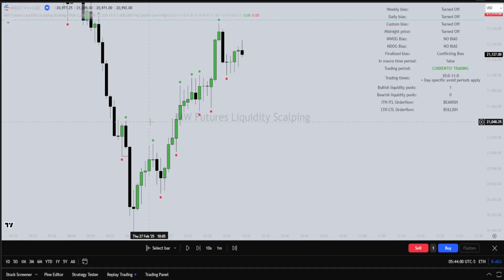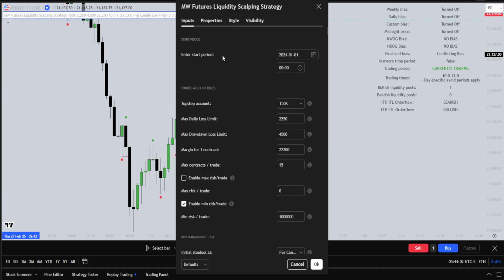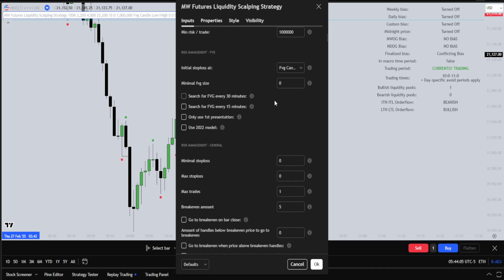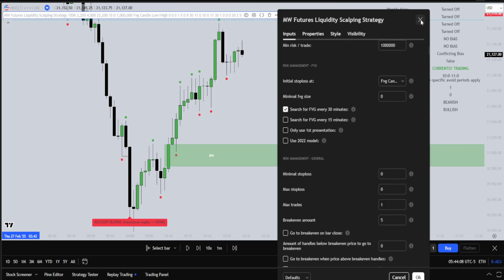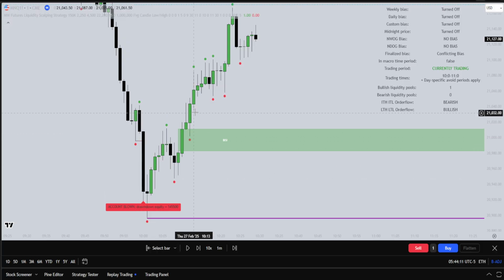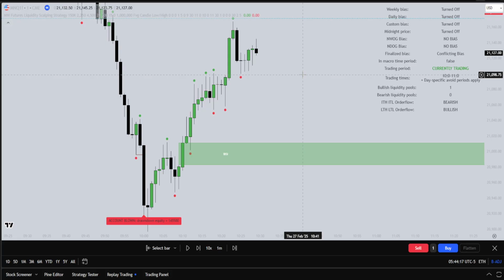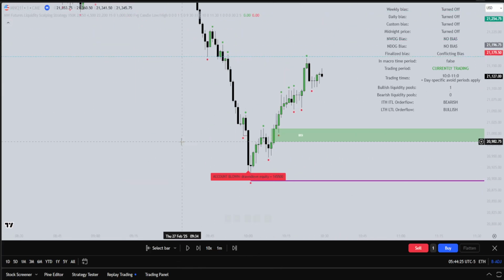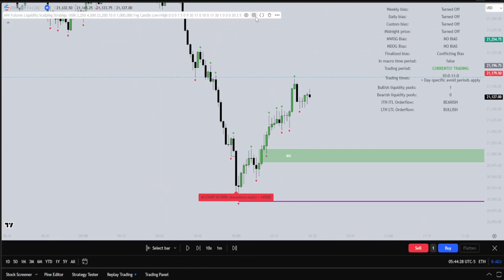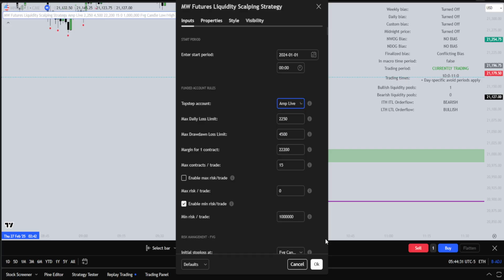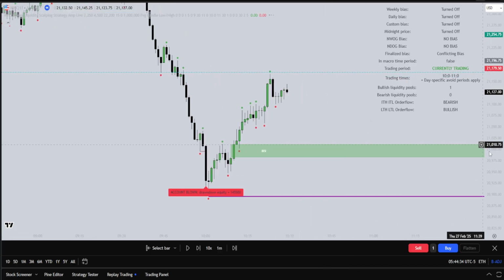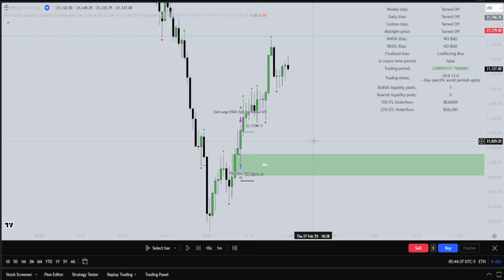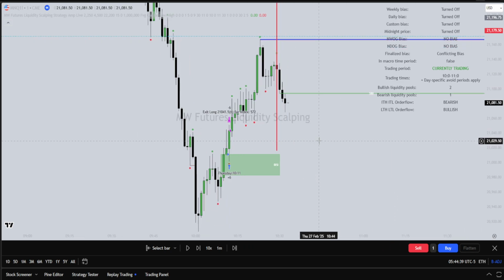So if we want to generate fair value gaps over here, what we could do is search for a fair value gap every 30 minutes, which means that it will search at the bottom of the hour, so it will search for a fair value gap from 10 to 10:30 and from 10:30 to 11. What we do see is that the account right now would have been blown. So just for the sake of argument, I will quickly switch to AMP Live so I can see what would have happened otherwise. So we see that we would have entered, we would have had our first TP.